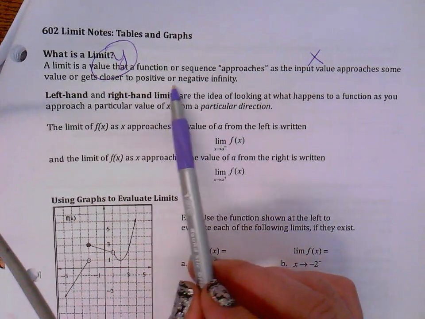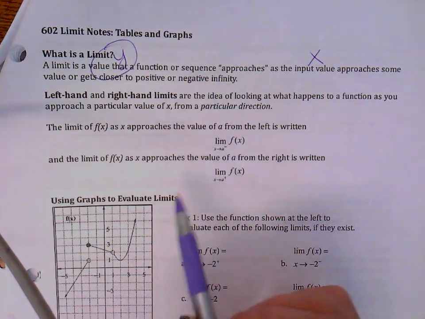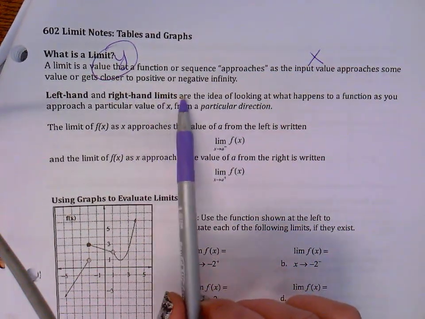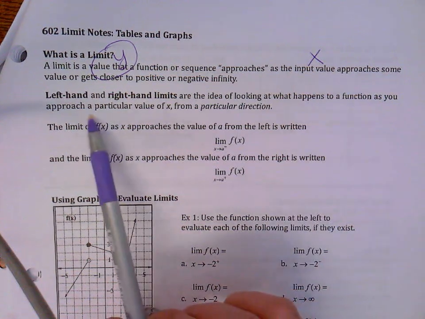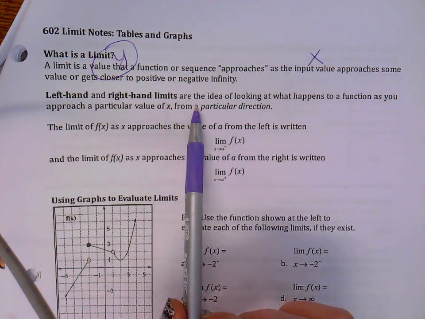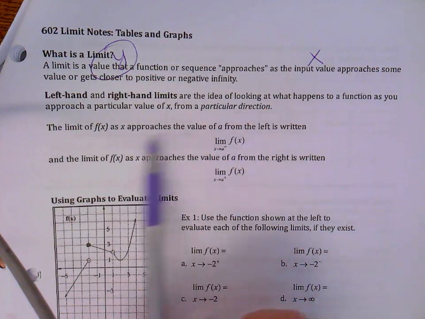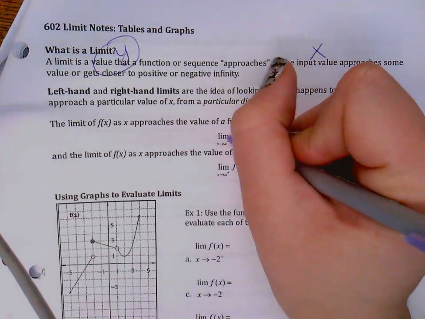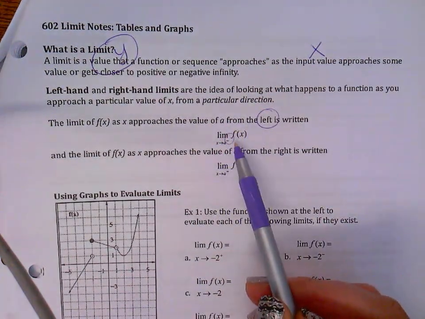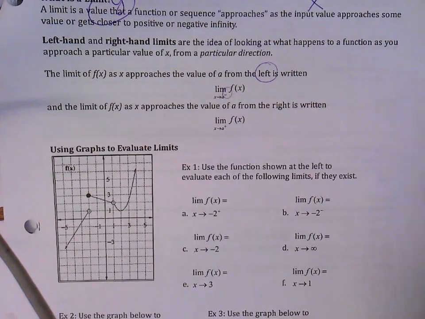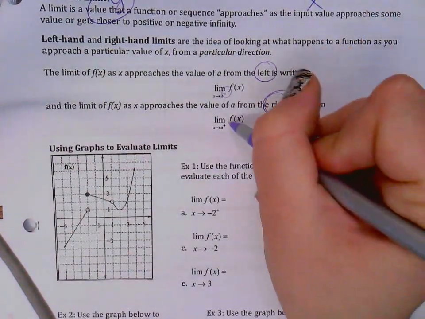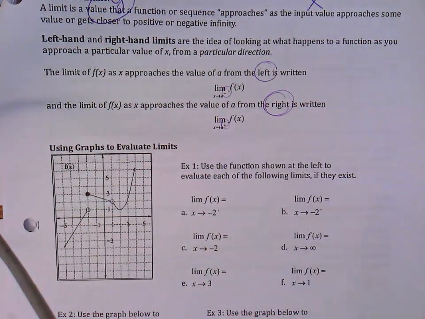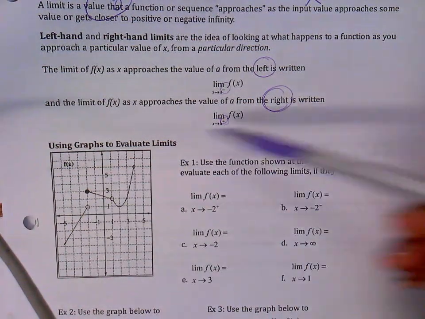Or it could get closer to positive or negative infinity, so meaning like what's the right-sided limit, left-sided limit. Left-handed and right-handed limits are the idea of looking at what happens to a function as you approach a particular value of x from a particular direction. From the left, you're going to see a little minus sign in the superscript. I just talked about that in our review from yesterday. If it's from the right, there's going to be a little positive superscript. So that's just limit notation and knowing how to read it. We're going to do a practice of this tomorrow.